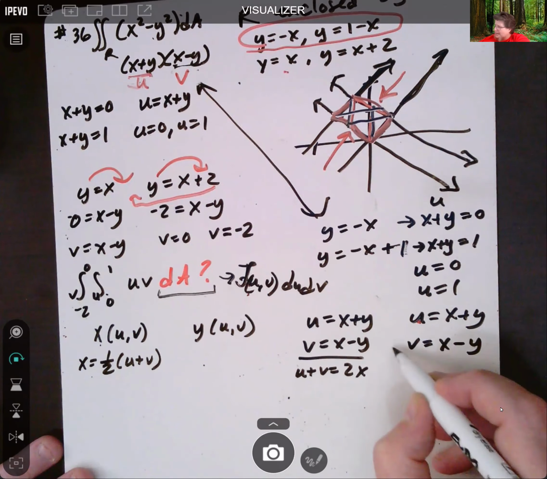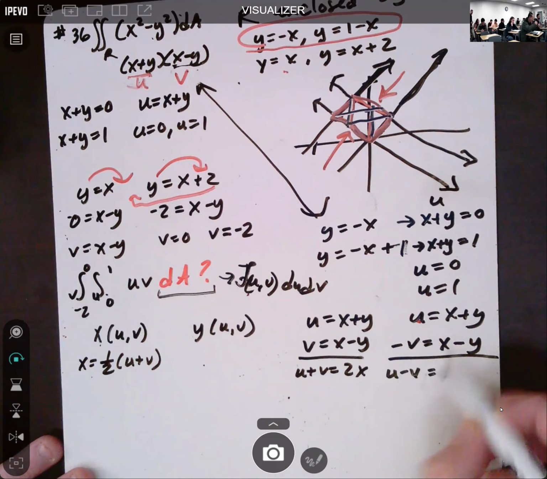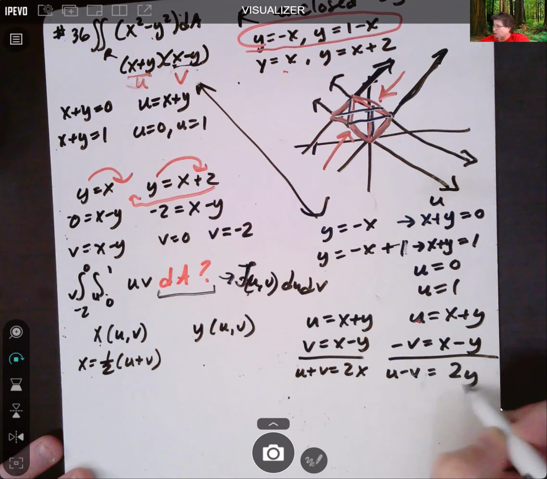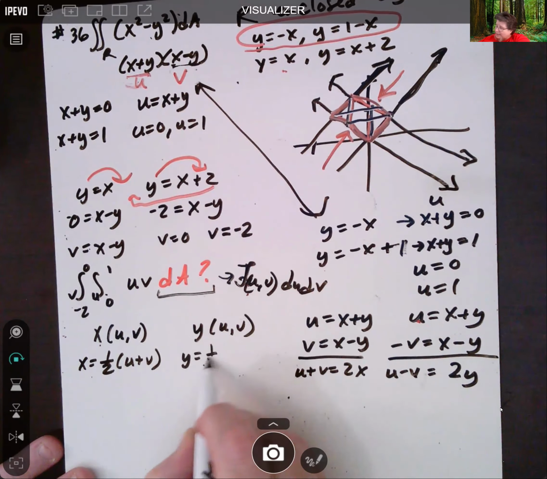If I subtract, the x's go away and I get u minus v equals 2y. So y is 1/2 of u minus v.